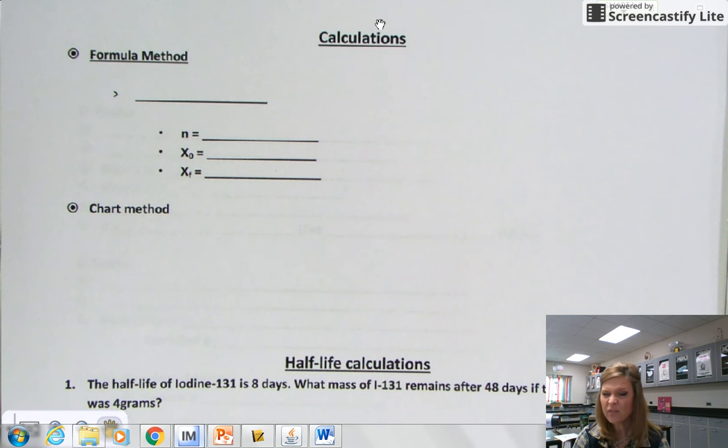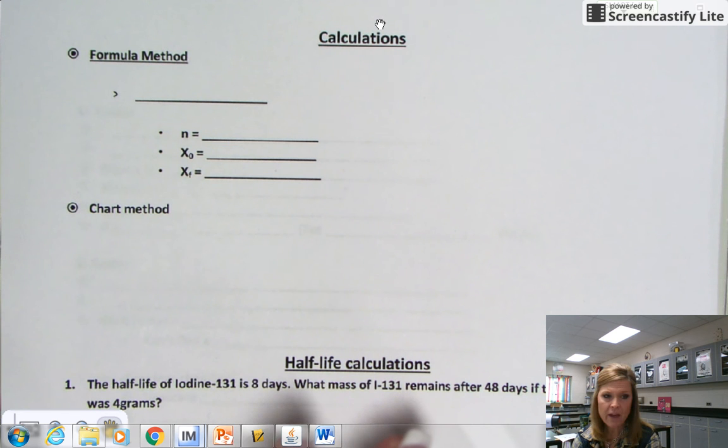Depending on it, some of you that are really mathy would probably like the formula method best, and those of you that aren't quite as mathy might like the chart method. Either way, I'm going to show you how to do it with both the formula and the chart, and you can just choose. There will be times that the chart method will probably be faster, but there are also times that the formula method would be necessary because of the complexity of the type of problem. So let's just look at both methods.